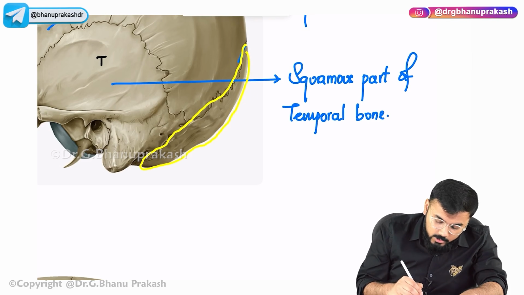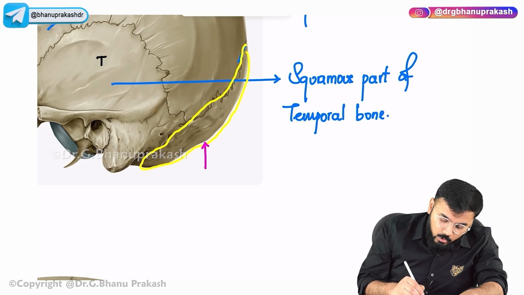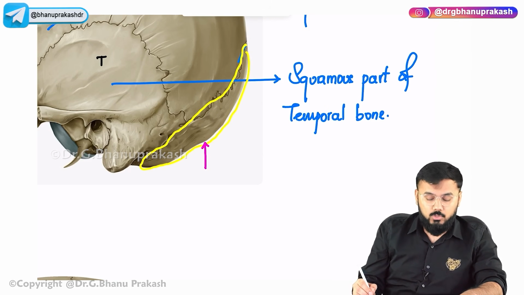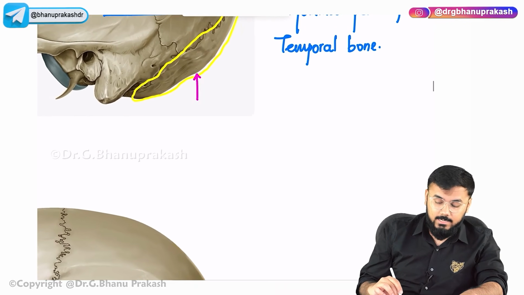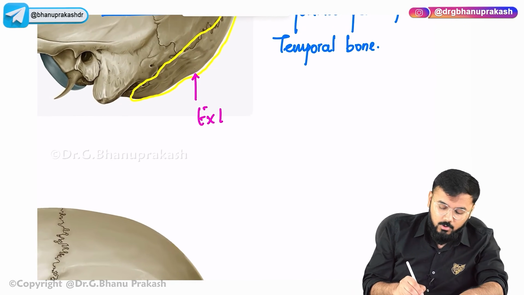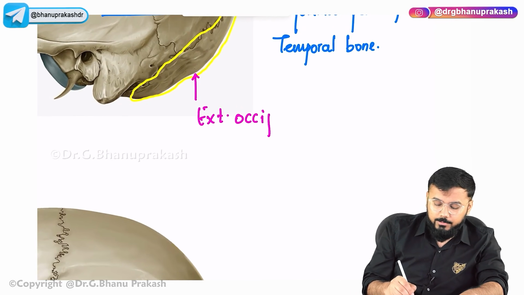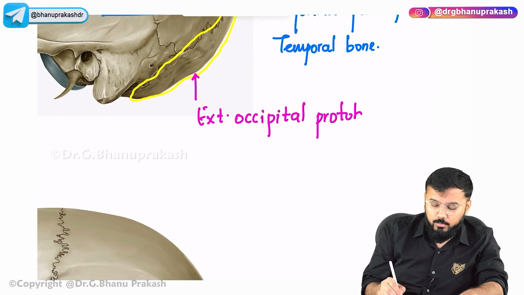But at one point of the occipital bone, can you see a small protuberance over here? What is this protuberance called? This is called external occipital protuberance.